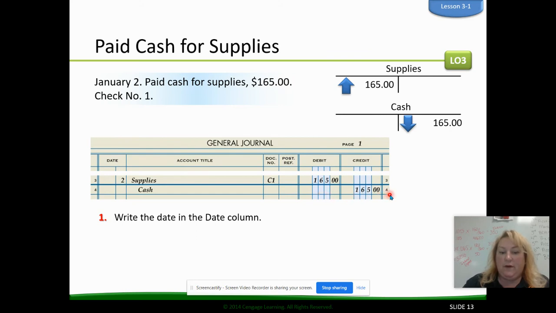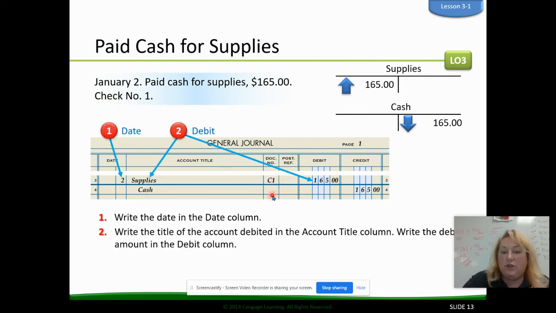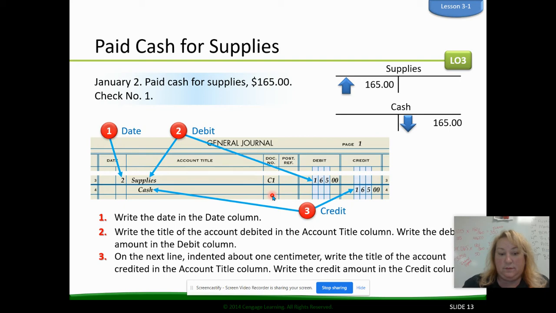And then, of course, we have our cash credit and then our check number 1. So we have our source document in here. We used to have to actually write it. There was no document number section. There was just a post reference box. And we used to actually have to write the description underneath. That was a long time ago.